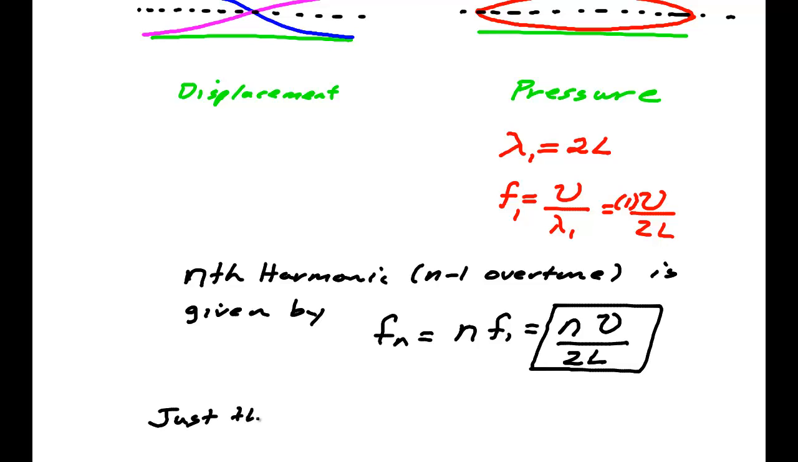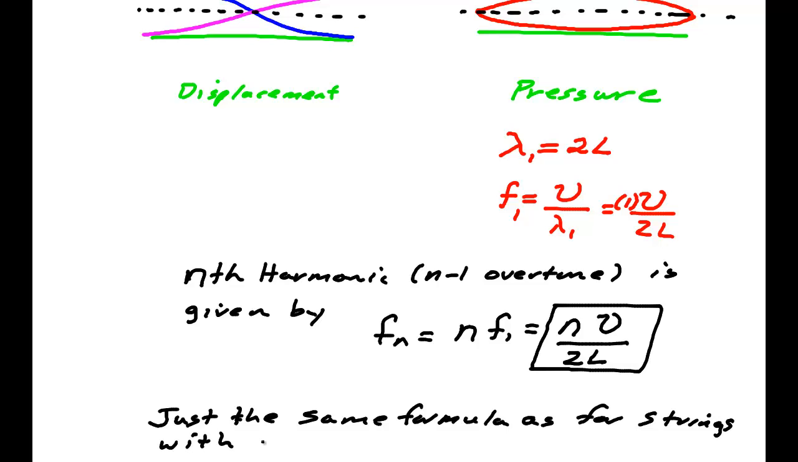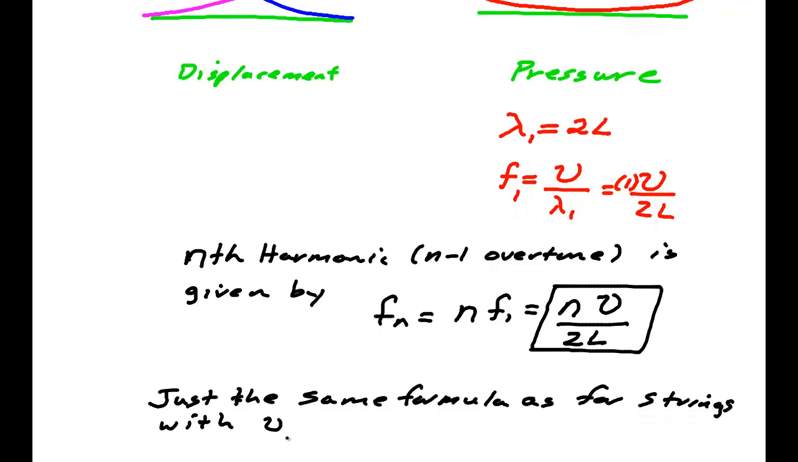Just the same formula as for strings, with v being the speed of sound.